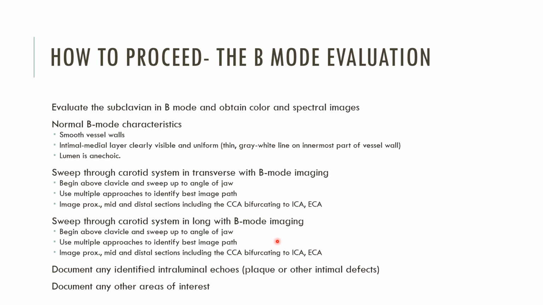And once you have a good overview of that, then you want to go back and get your pictures and document your proximal, mid, distal CCA, the bifurcation just past the bulb, and demonstrate the ICA and ECA branches. Once you've completed that, you want to make sure that you've identified and documented any intraluminal echoes that represent plaques or other intimal defects, and then document any other areas of interest in your B mode before moving on.